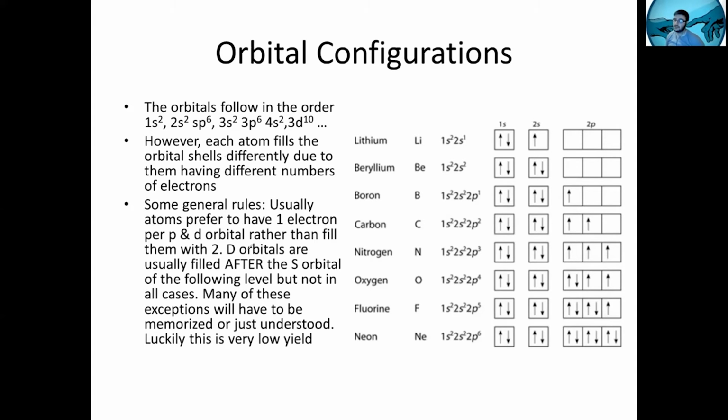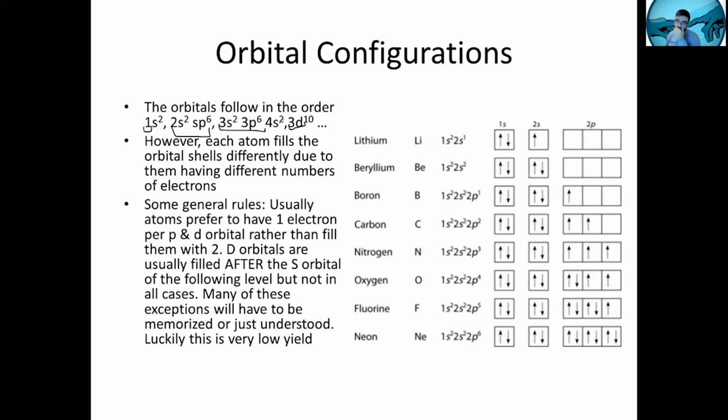Another general rule is that d orbitals are usually filled after the s of the following level, but that's not in all cases. You can see here, this first number is which shell we're talking about, which ring. The 1 here means this is the first ring. These are from the second ring. These are the third ring. But you see here it goes 3s, 3p, 4s, then 3d, right? This is again because the 3d is actually higher energy than the 4s. So the 4s actually gets filled up first before the 3d. Usually in many cases, but not in other cases.